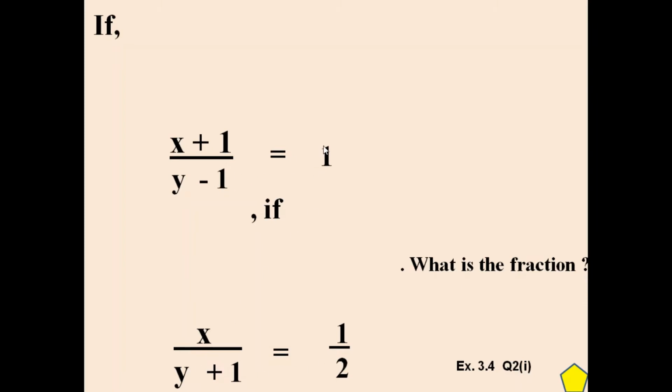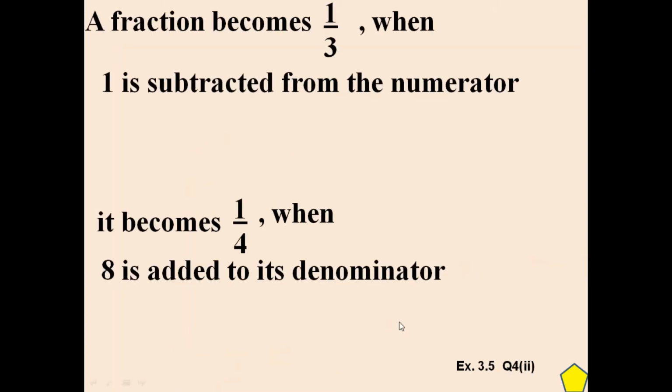Cross multiply, bring everything to one side, put the like terms together, and you have the first equation. Cross multiply, bring everything to one side, like terms together, and you have the second equation to solve. Now let's look at another question similar to the previous one.